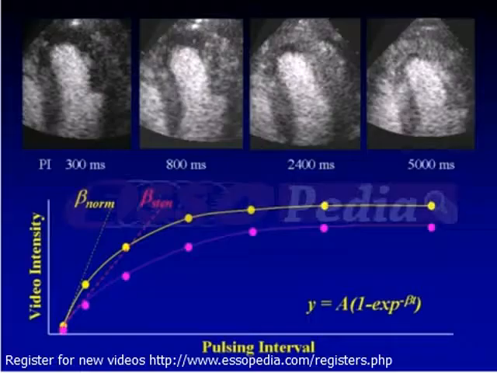This slide shows sequential images from the apical four-chamber view in a patient who presented with chest pain to the emergency department. A corresponding pulsing interval versus acoustic intensity plot obtained from the septum is shown in yellow, and from the apex is shown in pink. The four images were obtained at different time points after the destruction of microbubbles in the myocardium.